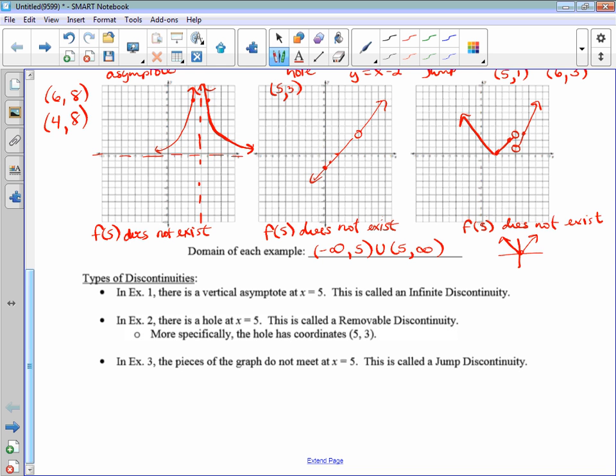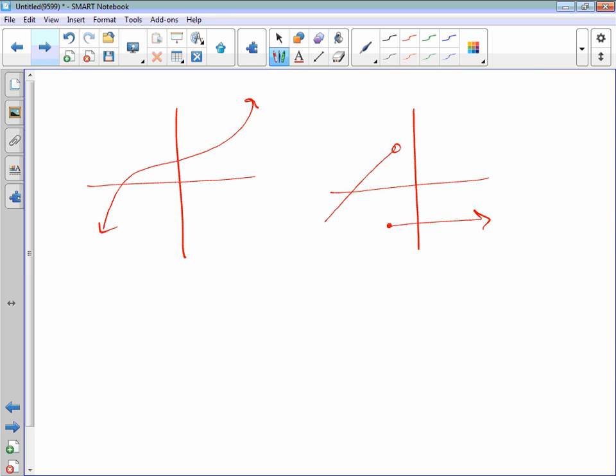Okay, so at the bottom, it's just explaining the types of discontinuity that we've already talked about. So we had an asymptote, we had a hole, and then we had a jump. So those are the 3 types. Do you remember, tell me where it occurs? So it's like an asymptote at x equals 5, a hole at x equals 5, a jump at x equals 5. All right, well, let's turn the page.